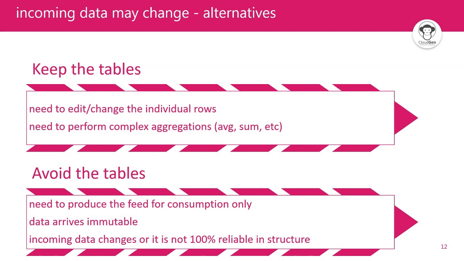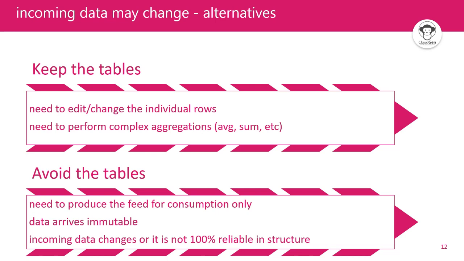If you need to change the individual rows, for instance by updating some values of the movies or the reviews, by the database itself or by some code, or if you need to perform complex aggregation, you should probably keep the tables. So you should keep the relational model, with the fields created effectively in the create table statement.